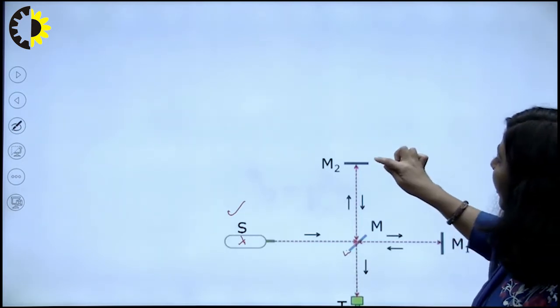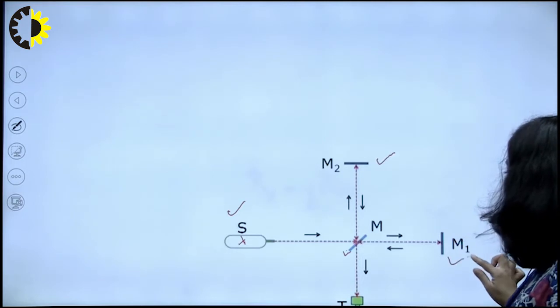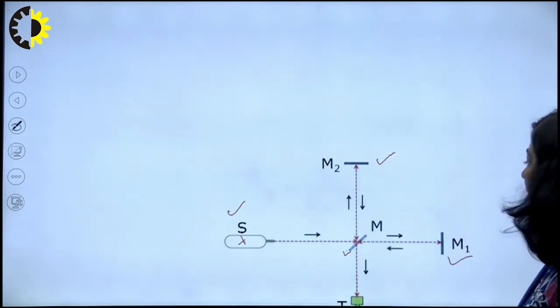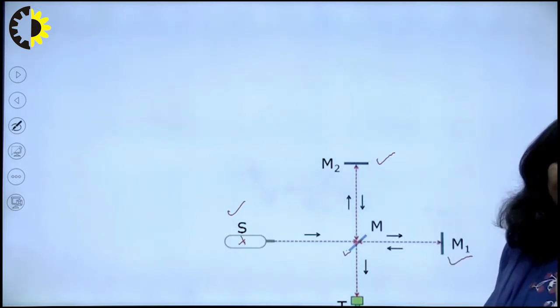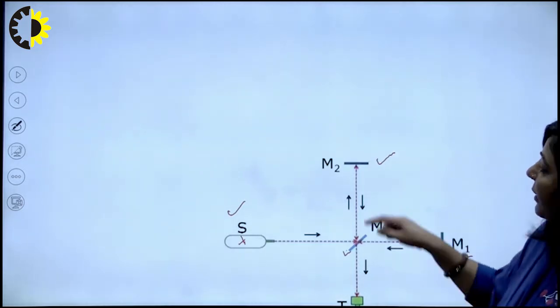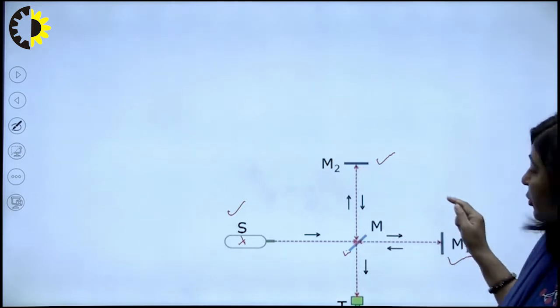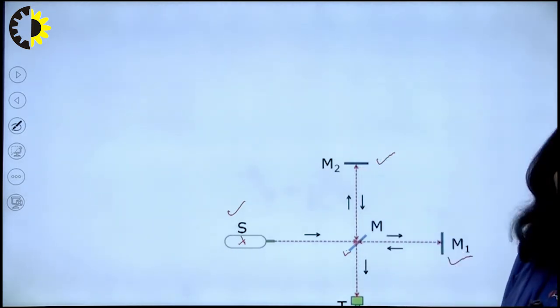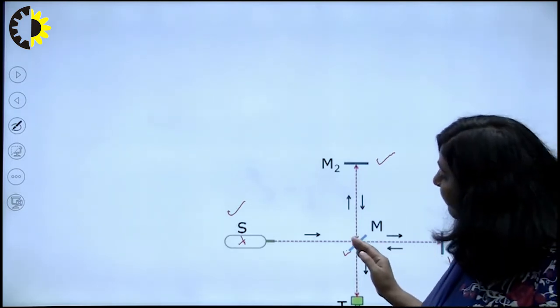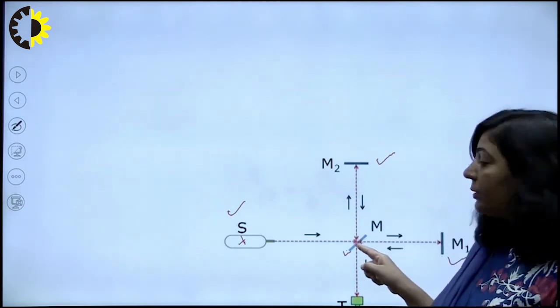Then you are having two mirrors here. This is your M1 and this one is M2. Front surfaces of these two mirrors are highly reflecting. It means when the light strikes the front surface of M1 or M2, the light will be reflected back, follow the same path, and come back to this plate.